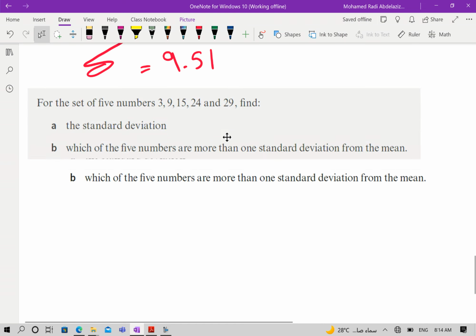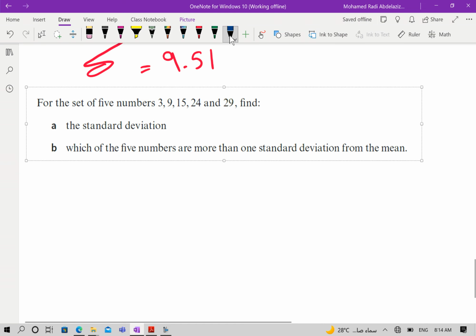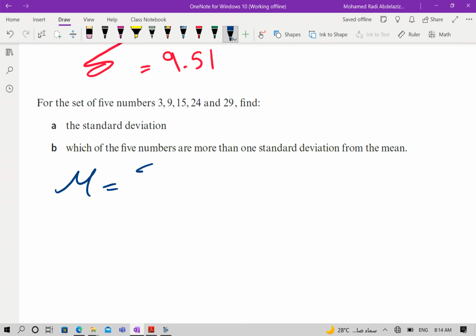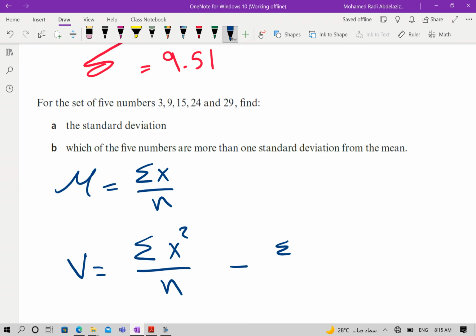I will give another formula to calculate variance. First, find mu, which is sum of x over n. Variance is sum of x squared over n minus sum of x over n, the whole squared.